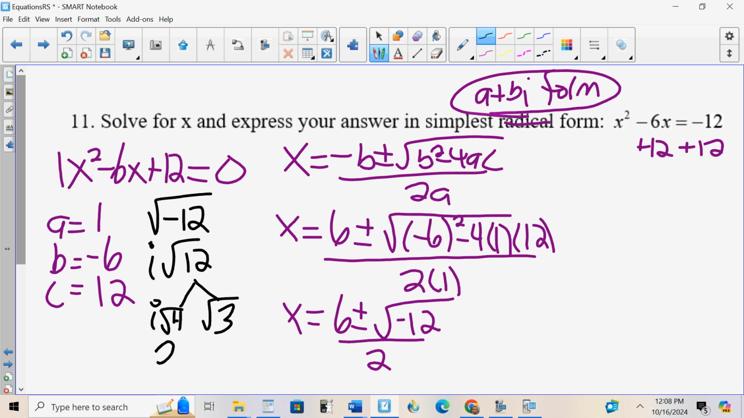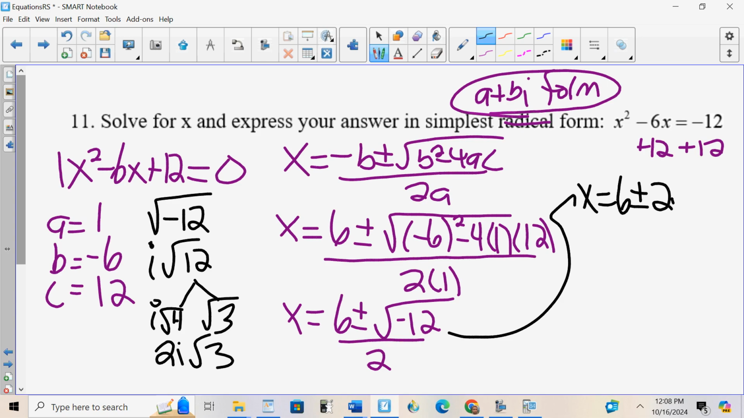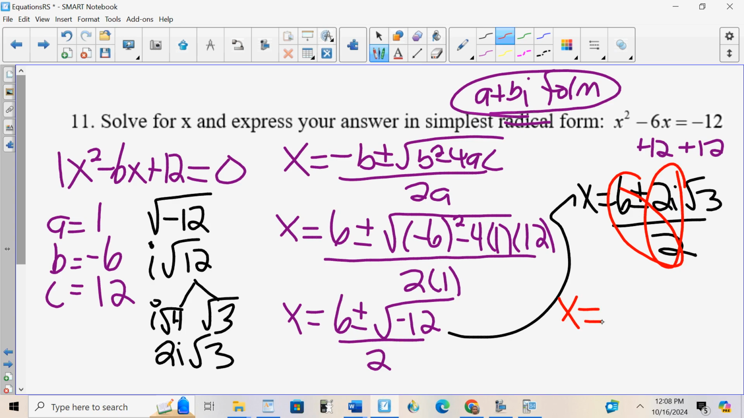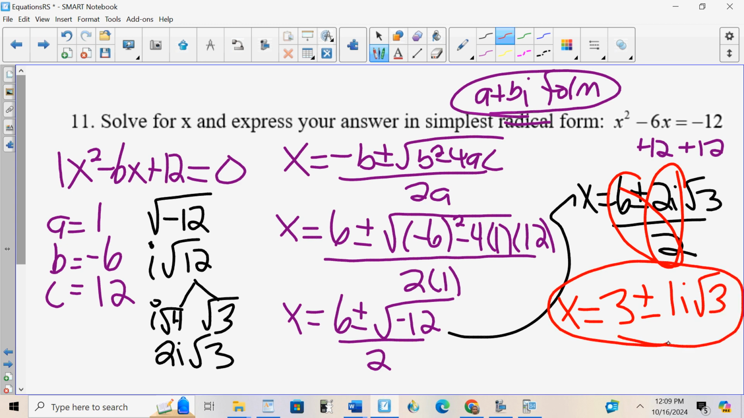So it becomes 2i radical 3. So now I'm going to rewrite this as x equals 6 plus or minus 2i radical 3 over 2. And your final step, the heart. I love quadratic formula, or I love the fact that I'm almost done with quadratic formula. However you want to look at it, 6 over 2 is 3, plus or minus 2i over 2 is 1i radical 3. That's your answer.